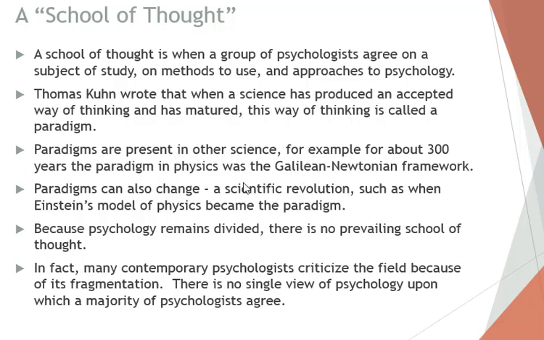For 300 years, the paradigm was the Galilean Newtonian framework. For those of you who may not be so familiar with physics, that's based on the idea of how gravity and how astronomy works. The Newtonian model was, for the most part, the same gravitational model as we think of today. The famous Newton and the apple falling on his head, the idea that there is gravity, and of course there still is gravity.